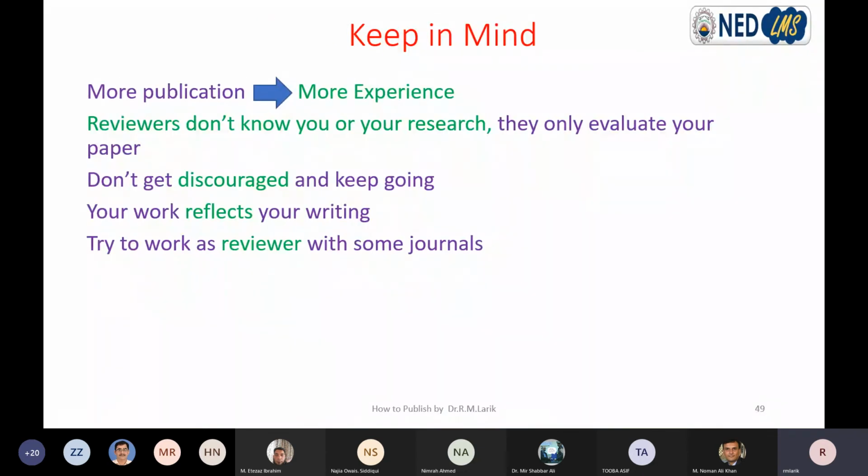So keep in mind that with more publications comes more experience, and reviewers don't know who you are or your research. They only evaluate your paper. So don't get discouraged, keep going and refine your writing. Try to work as a reviewer with some journals, because when you work as a reviewer, you find what the flaws in the manuscript are, and what suggestions are given to the author for the manuscript to be published, to be polished and free from all errors.